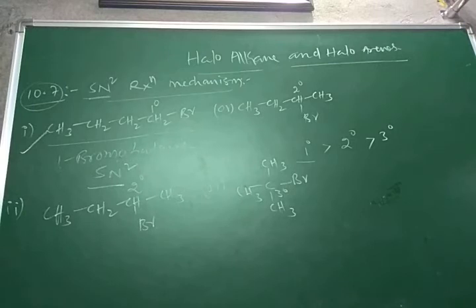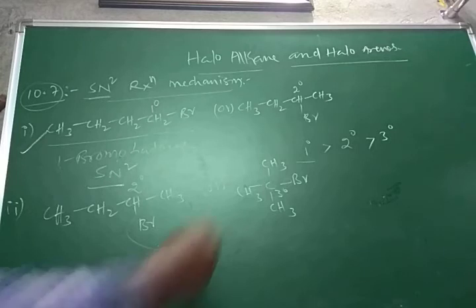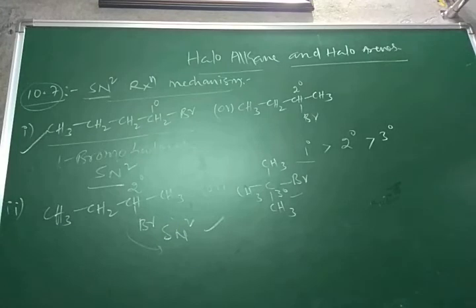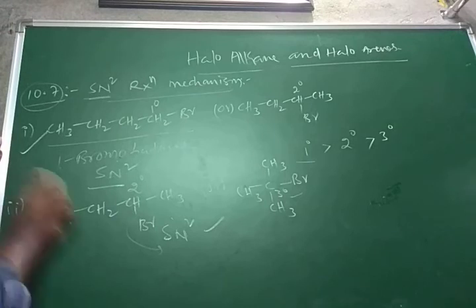So in these two, the tertiary is the one most likely to follow the SN1 reaction, because when the bromine is removed as a negative ion, then the carbon will get a positive charge. The secondary carbocation is less stable than the tertiary carbocation, so the secondary one will follow the SN2 reaction mechanism in this example. And the third example is one of the important questions. I will erase everything on the board, then I will write the third question.